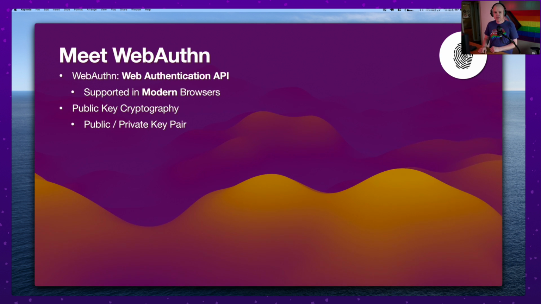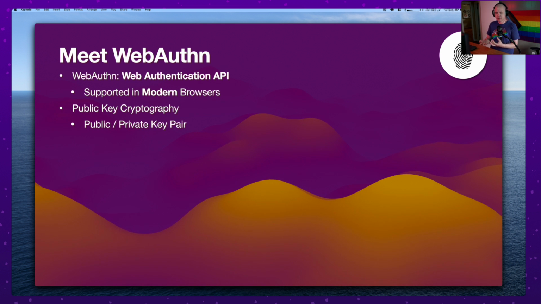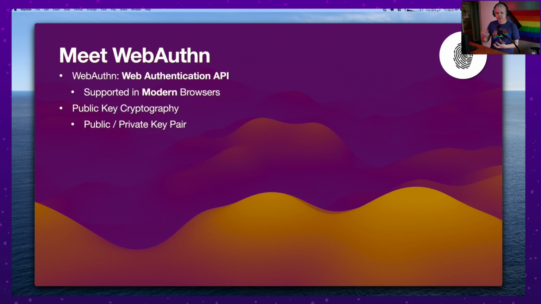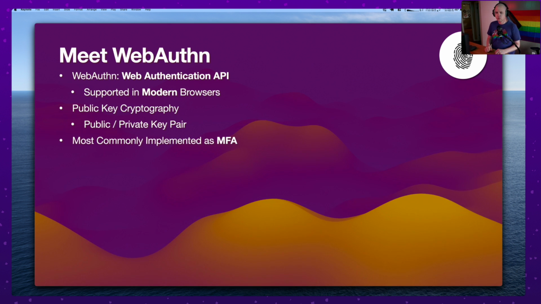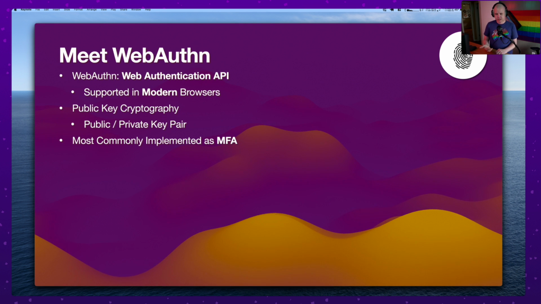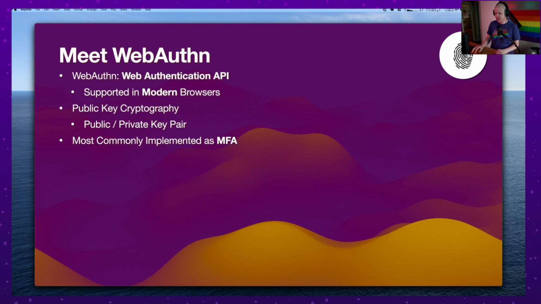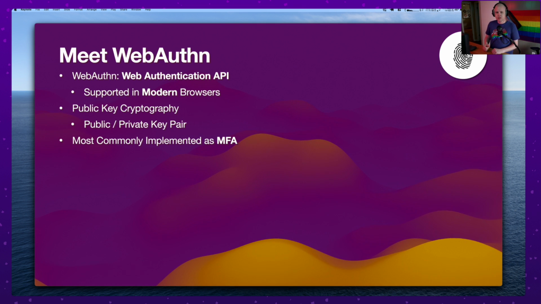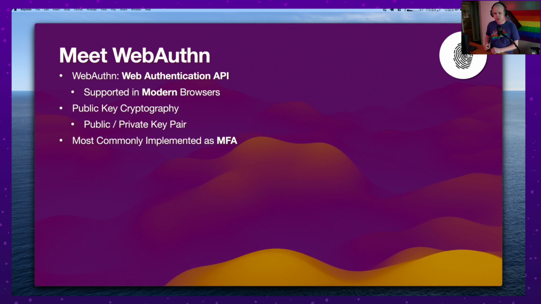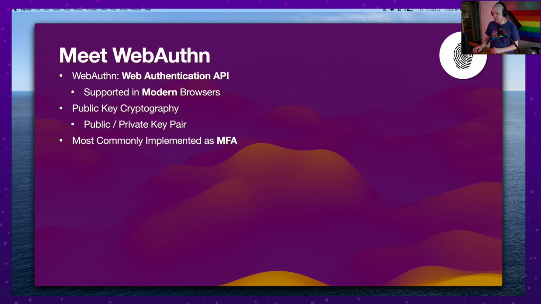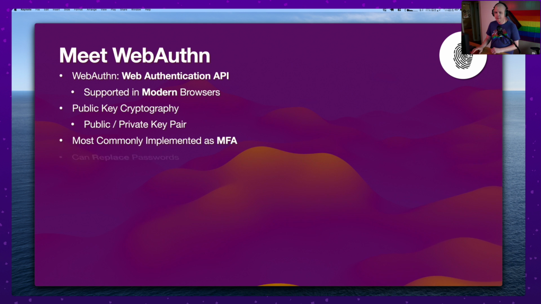And so basically what that means is your device has a public and private key pair, and your public key gets signed and sent up to the server. More details on that in a moment. It's most commonly implemented as multi-factor authentication currently. So typically, this is in addition to a username and password on a site, you might see a prompt for a fingerprint scanner or something like that.